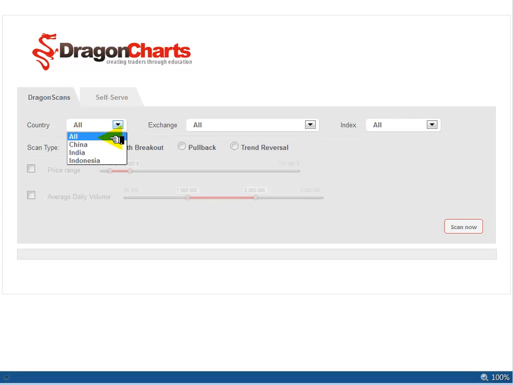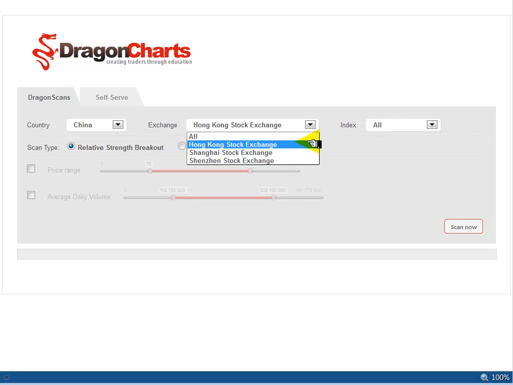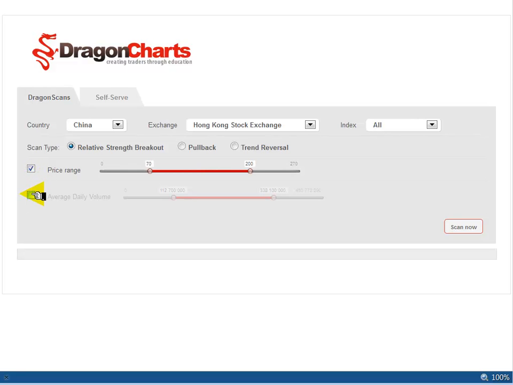If we go to China, for example, and then we go to Hong Kong Stock Exchange, okay, we can pick the exchange Hong Kong, Shanghai, even Shenzhen, but let's do Hong Kong. And we can select the minimum price or minimum volume here. This is handy if you don't want to trade stocks that are too cheap or too expensive. And the average daily volume is important so that you can make sure you're trading stocks that are liquid.